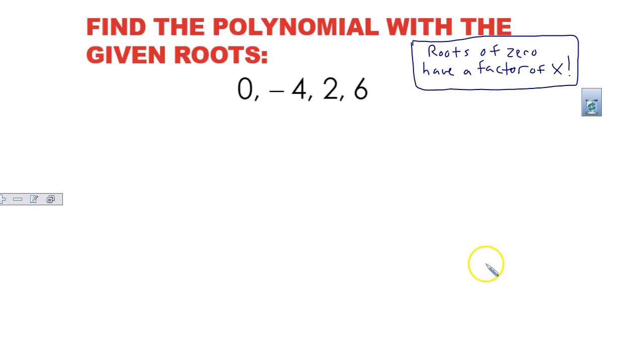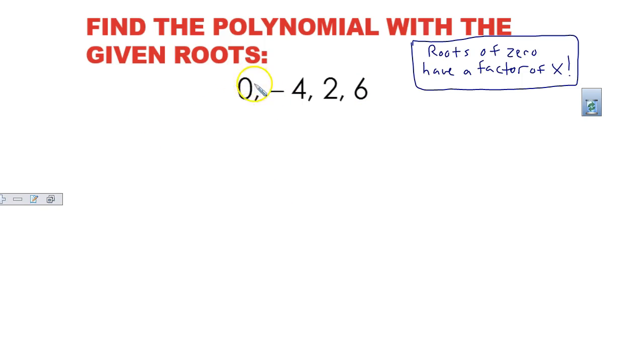So here's our first example. We're going to find the polynomial with the given roots. So we're working backwards here. You've got to think about the difference between a root and a factor. See, these are roots or zeros. They're what you would plug into the function in order to solve it. We want to get the factors first.